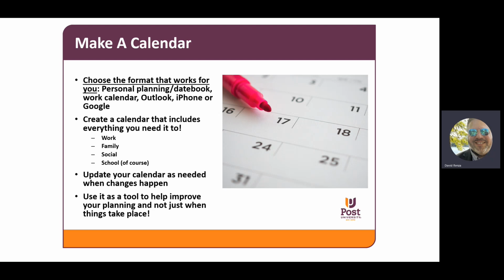Create a calendar that includes everything you need to do. Very important. You want to put in there things that are related to your work life, your family, any social events, and of course, school. Very important that you put everything in there, because if you end up keeping separate calendars for each thing, it's going to be very hard for you to sync them together so that you're able to know what's going on in one calendar versus another. So I recommend keeping everything together in one calendar that works for you functionally and also is something that's easy for you to update and switch things around in.